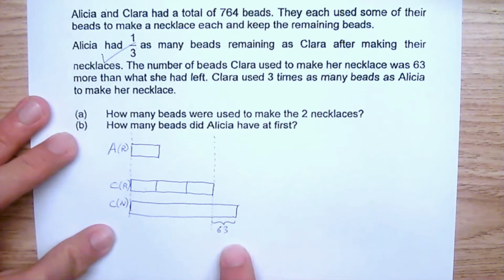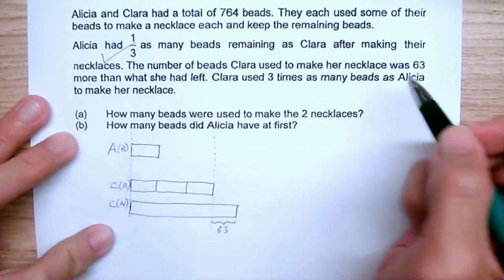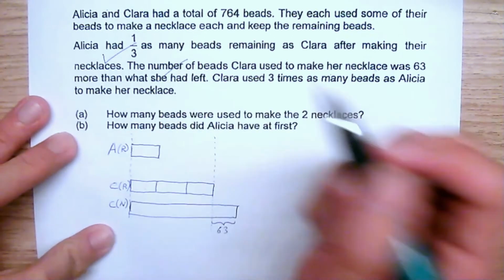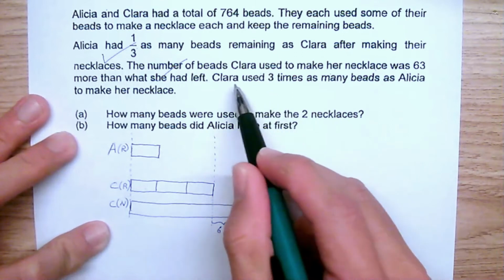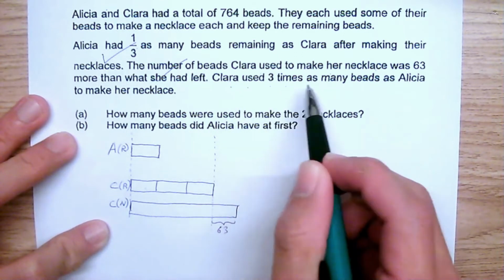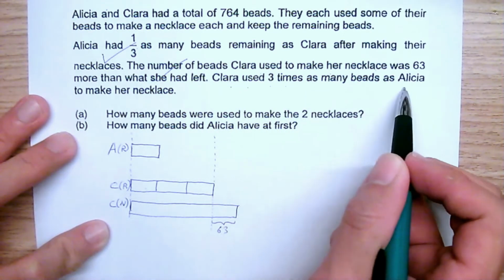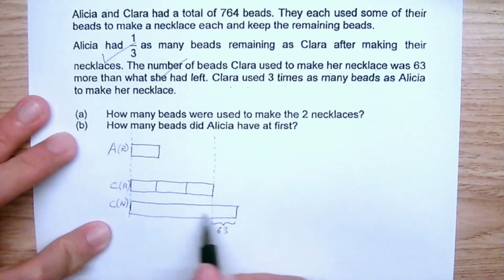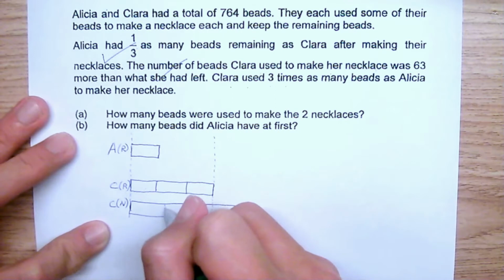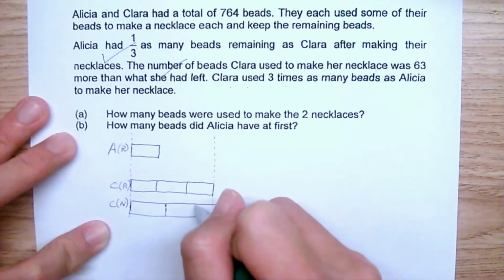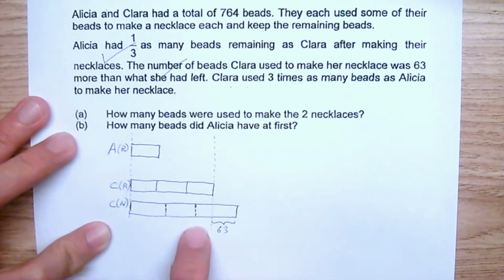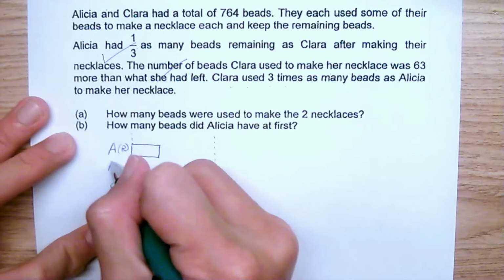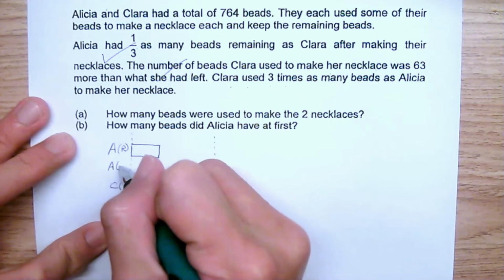Okay, so I'm done with this, so I'm going to take this. I'm done. Then they said that Clara used 3 times as many bits as Alicia to make her necklace. So I'm going to divide this entire thing into 3 portions. Okay, once I've divided this, then here I'm going to put Alicia's necklace.